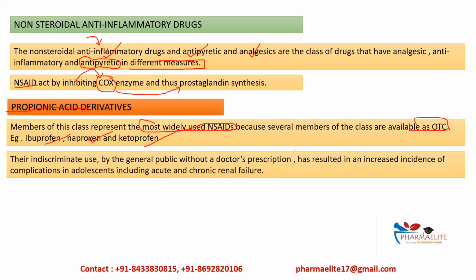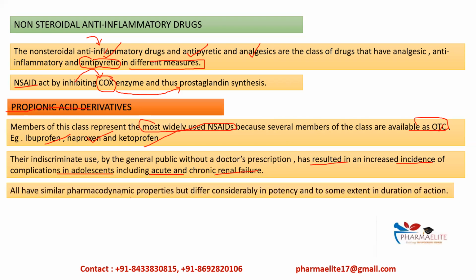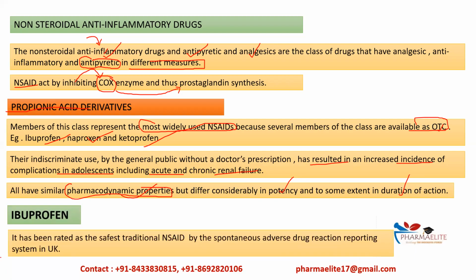Although most of the drugs of this class are available as OTC, we should not make indiscriminate use of these products. Why? Because it has resulted in an increased incidence of complications in adolescents, including acute and chronic renal failure. They have similar pharmacodynamic properties, that means almost all of them have the same mechanism of action, but differ in their potency and to some extent in their duration of action. Ibuprofen has been rated as the safest traditional NSAID by the Spontaneous Adverse Drug Reaction Reporting System in the UK.